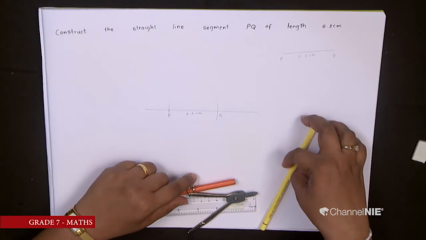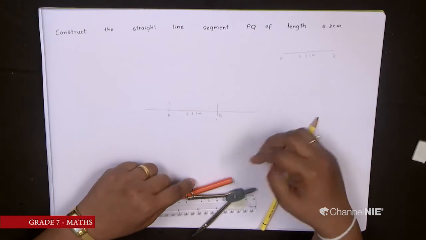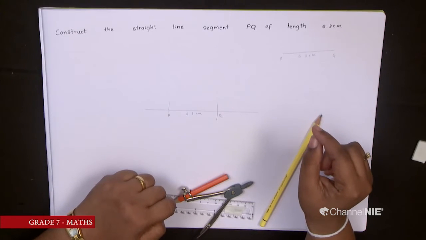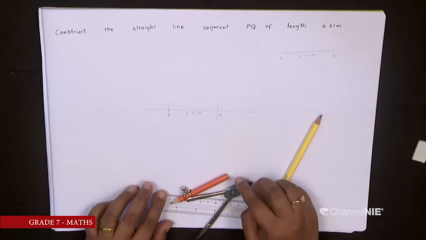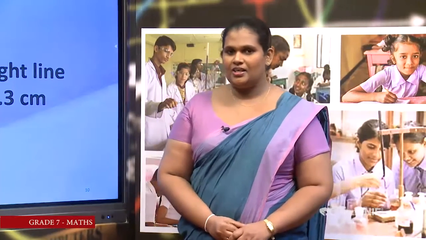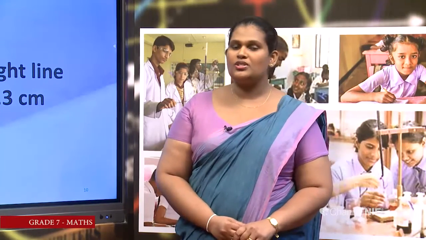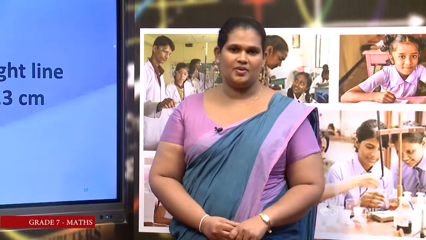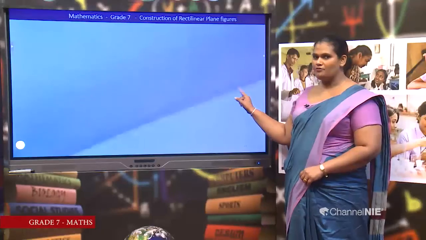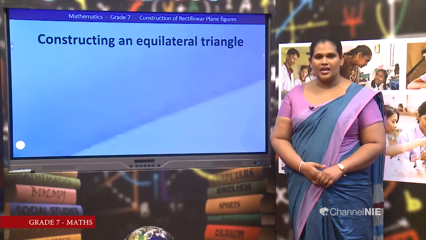So, now we have completely drawn the straight line segment PQ. We have constructed the straight line segment PQ. Right. That is how to construct a straight line segment. Now, we will move on to construction of equilateral triangles.